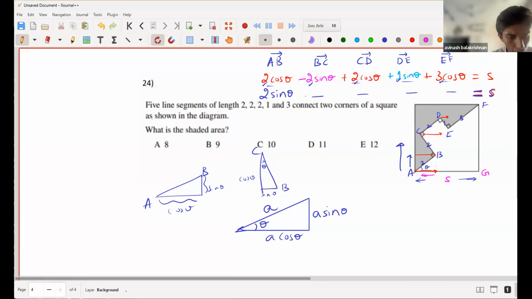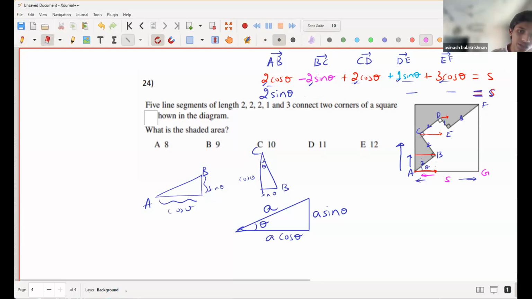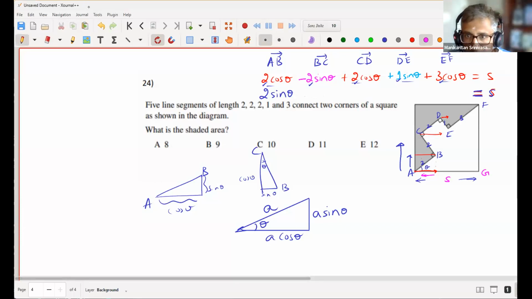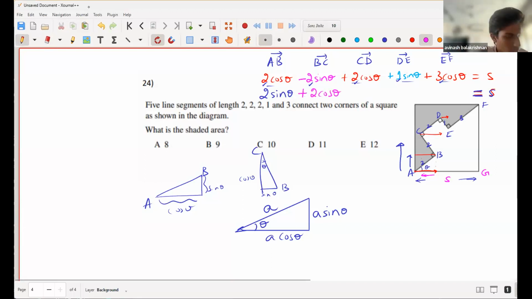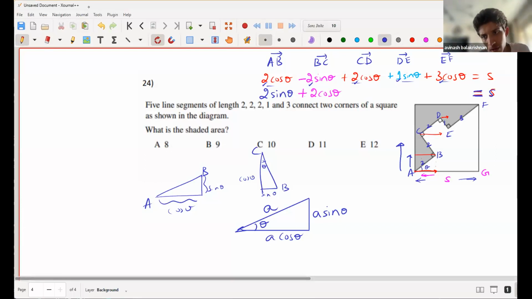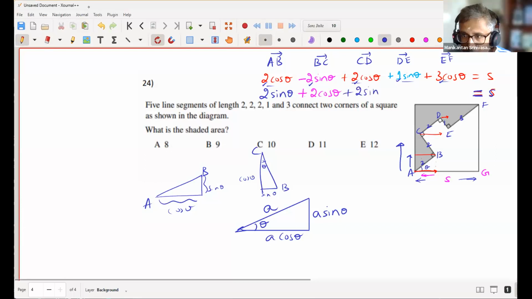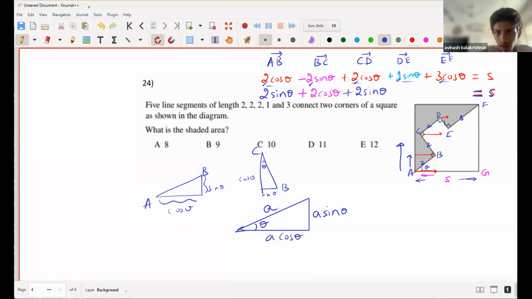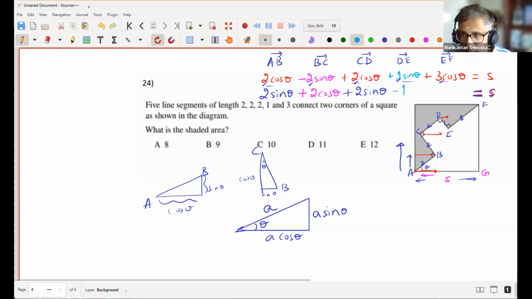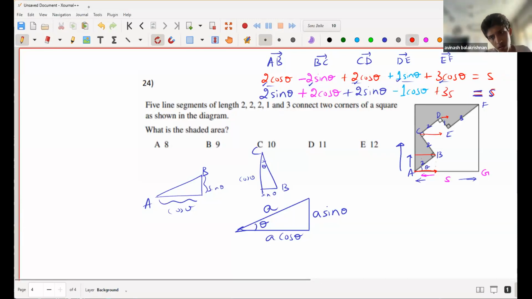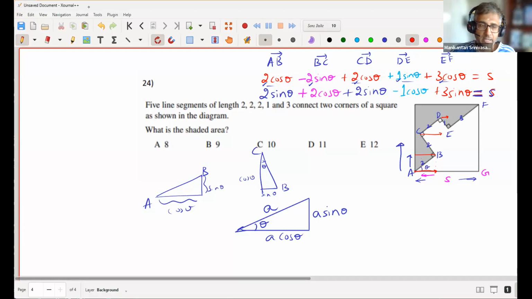Yes, I got it. Okay, call it out, Avinash, please. So it's 2 sin theta plus 2 cos theta, plus 2 cos theta. Then it'll be plus 2 sin theta again, and CD plus 2 sin theta. Then it'll be minus 1 cos theta, and then plus 3 sin theta. Beautiful. Very easy, right? Well done, Avinash.